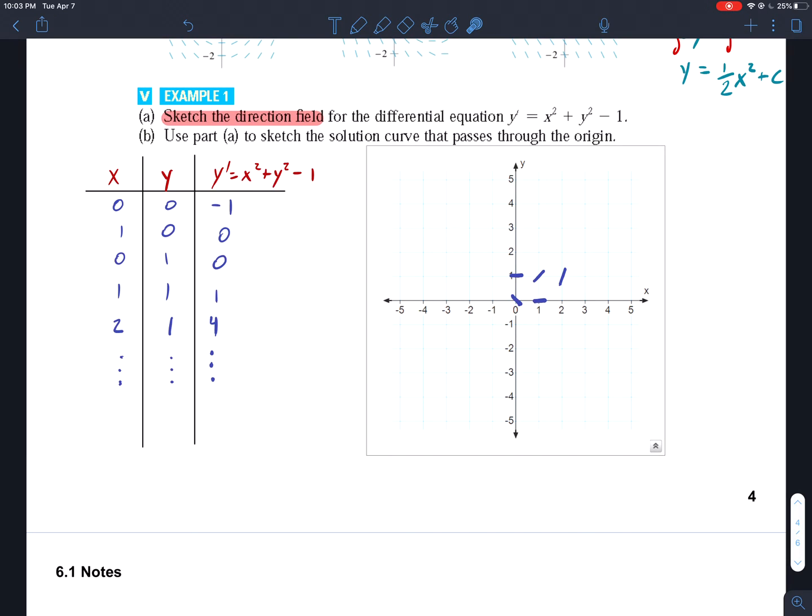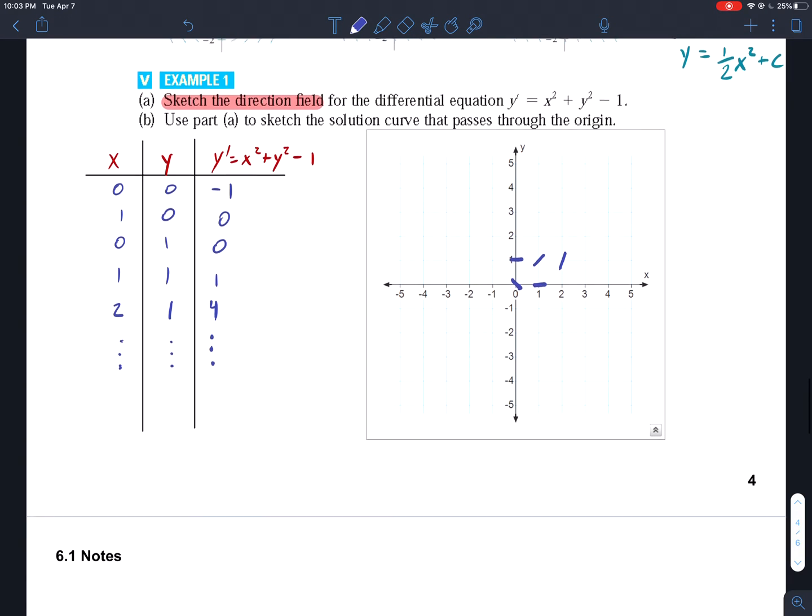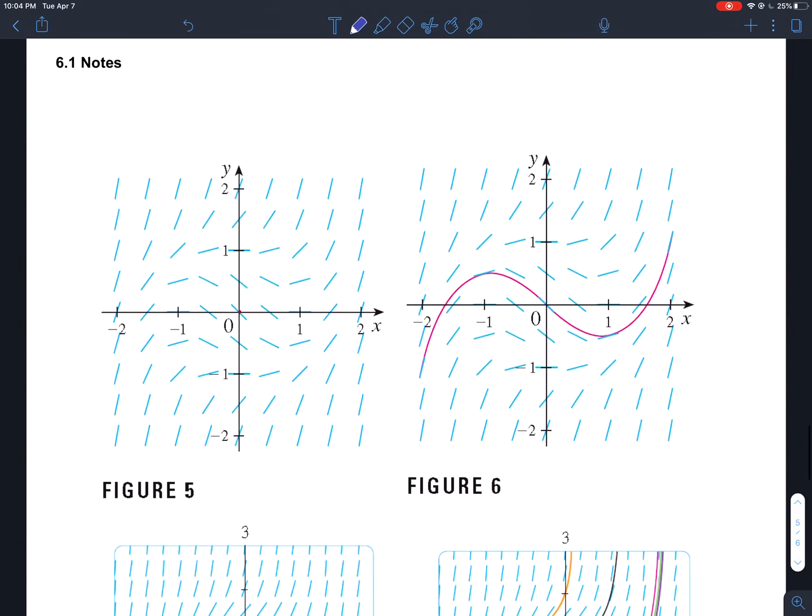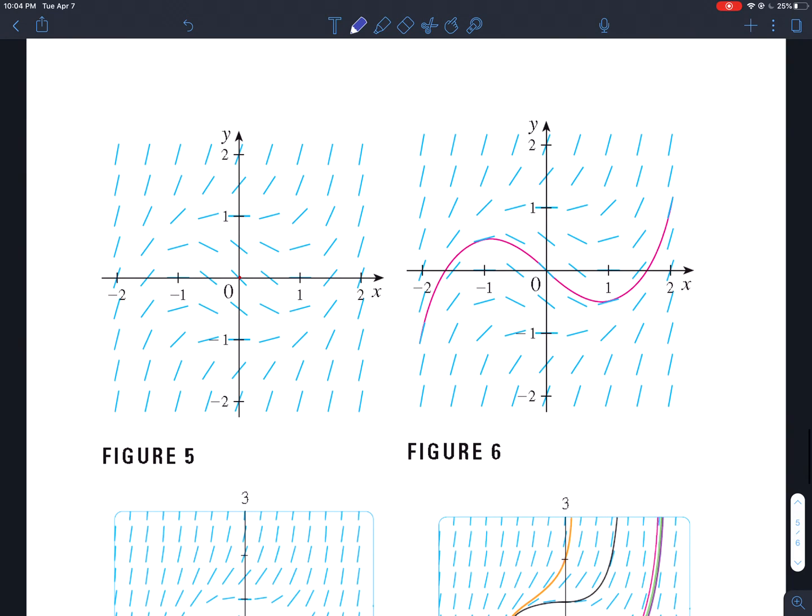I would need a lot more points to see how this thing behaves if it has to go through that origin. All right, thankfully, you're never going to be asked to draw 100 points or even 20 points or even 12 points in most cases. You're just going to be asked to draw like 9 points at most or something like that. So I have the direction fields printed on page 5. So here we go.